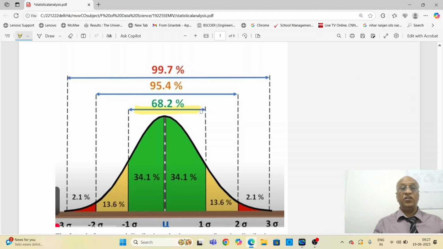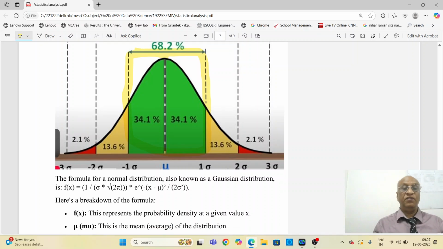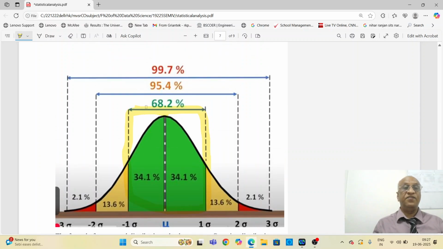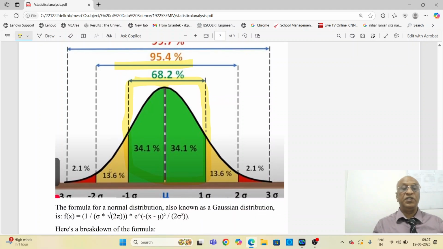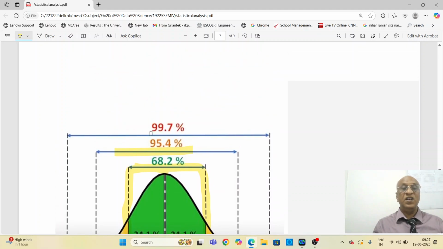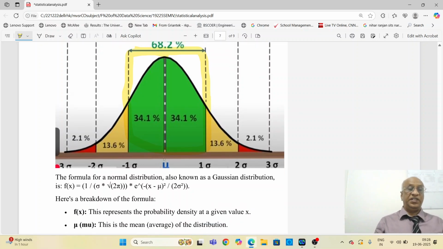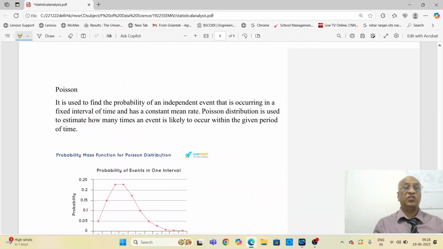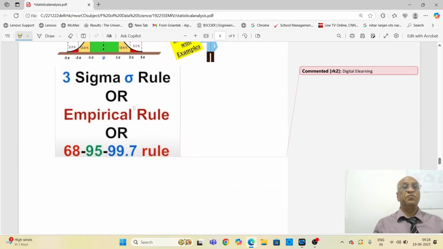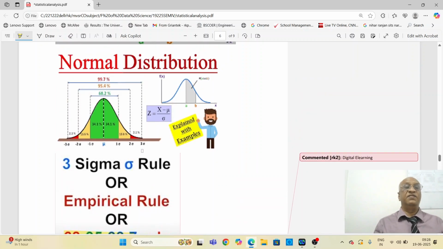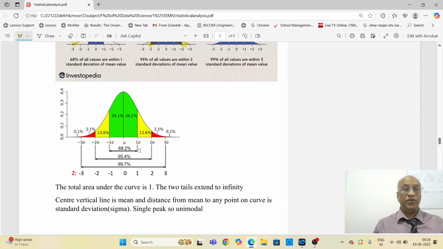68% of the values, or of the population, are in the range minus 1 sigma to 1 sigma. 95% are in the range minus 2 sigma to 2 sigma. 99.7% are in the range minus 3 sigma to 3 sigma. This is also called the 3 sigma rule, the empirical rule, or the 68, 95, 99.7 rule. What else can we say about this normal distribution, this Gaussian distribution?